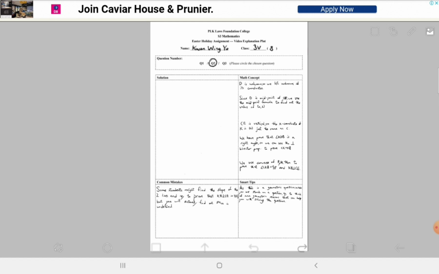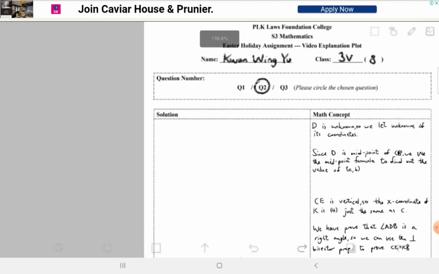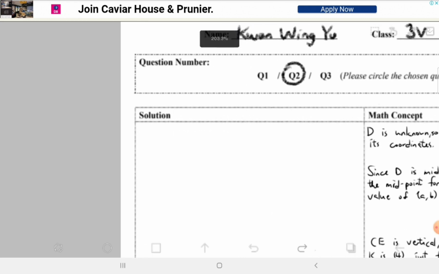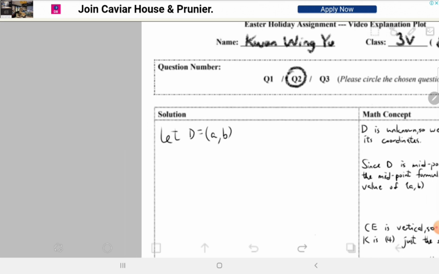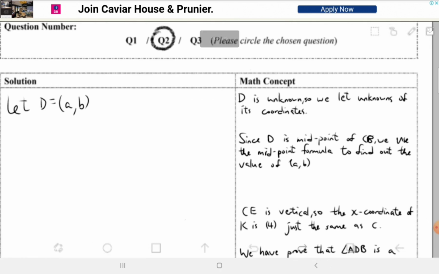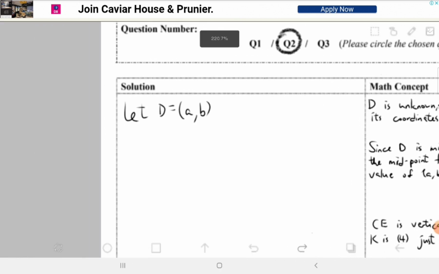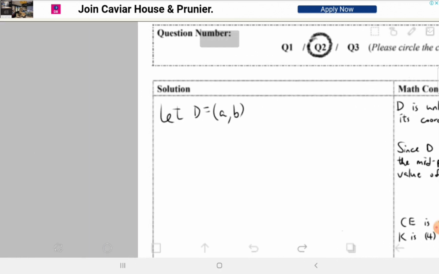Firstly, let's talk about question 2a. As we can see in the picture, point D is currently unknown, so we let two unknowns, both representing its x-coordinate and y-coordinate. Here, we let D equal (a, b). As the question itself says that D is the midpoint of BC, we can use the midpoint formula to find out the values of a and b. Here, we calculate the values.